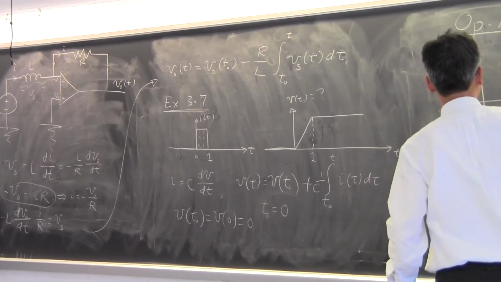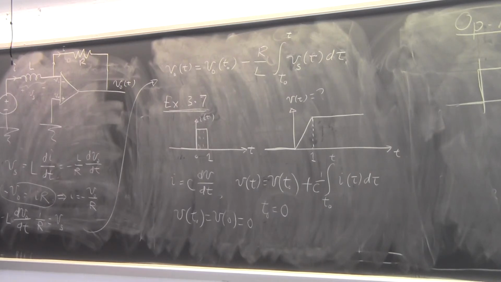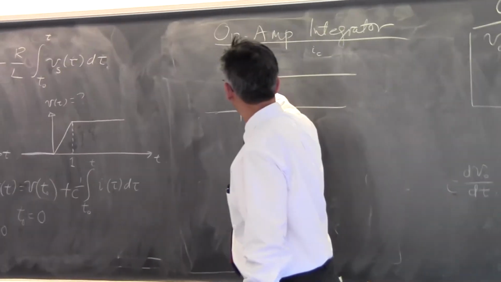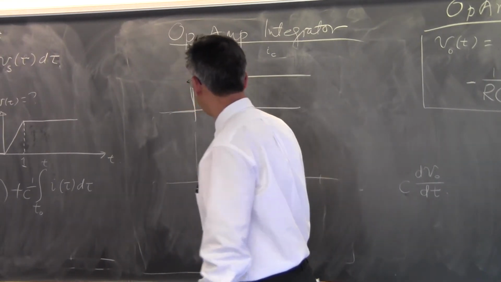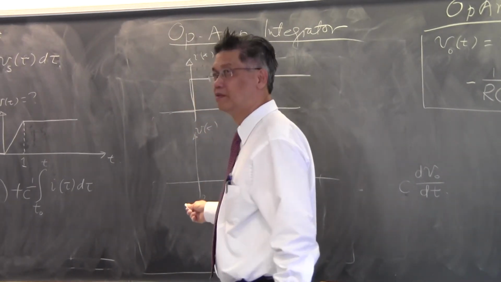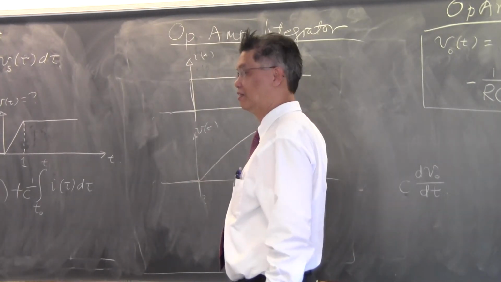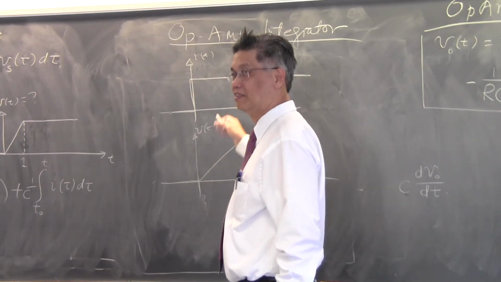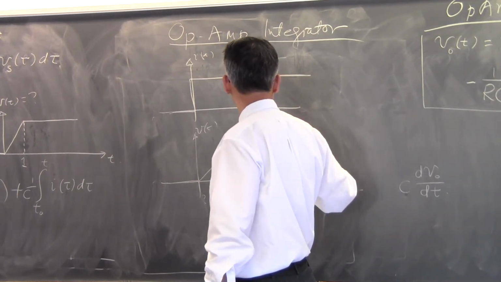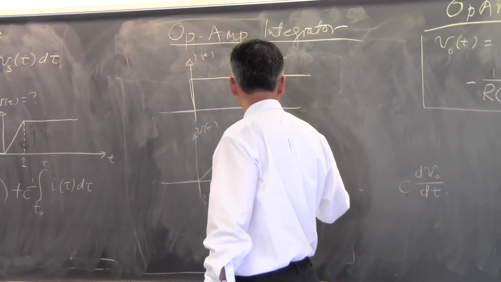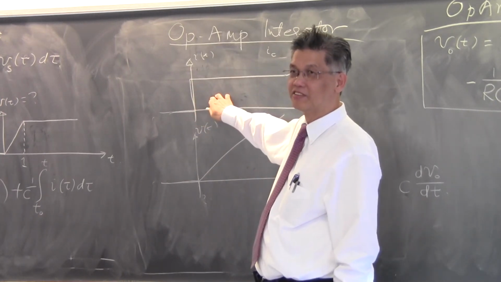If I have a unit step function that I hear you have learned about in some other courses, if I were to integrate this function, what do I get? I get 0, and then a straight line. Simple as that. Integration of a step function is a ramp function. This is called a ramp function. What is the differentiation of a step function?